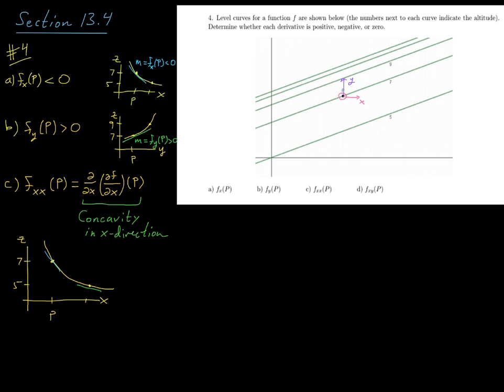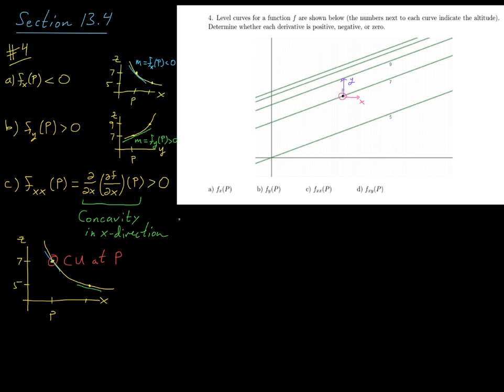So that's going to tell us that the xx derivative is in fact positive. There's an increase in the values of the slopes there, because we're getting less negative. And again, that aligns with what I'm saying about concavity. We have a concave up shape for our cross section at P. Okay, cool. So the second derivative, the xx derivative, is positive.